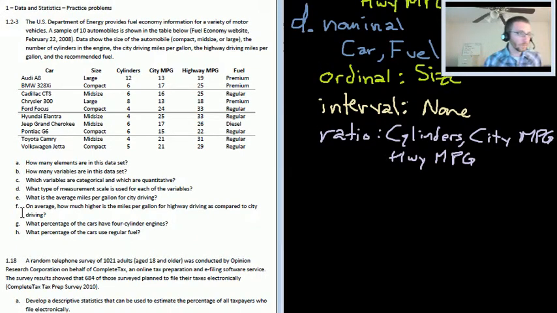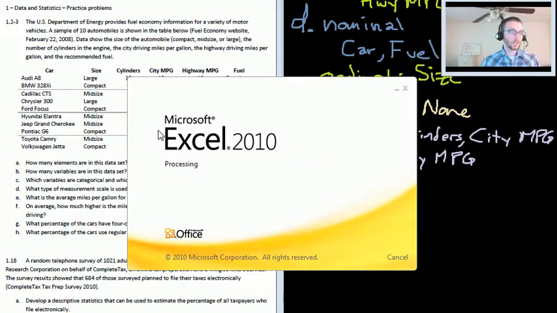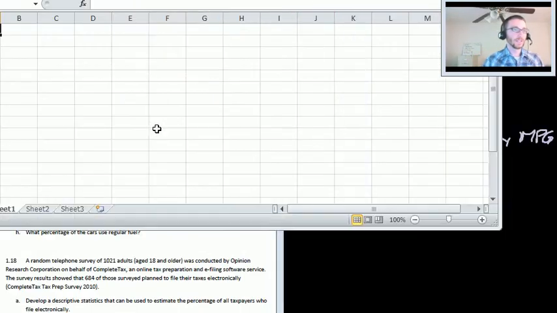That was part D. Part E, what is the average miles per gallon for city driving? Okay, now the way to find the average is to add them all up, right? Add all these numbers up and then divide by however many there are. In order to do that, I'm going to use Excel because I find that it makes such practices faster. You can totally do it by hand. I just don't want to, so I'm not going to.